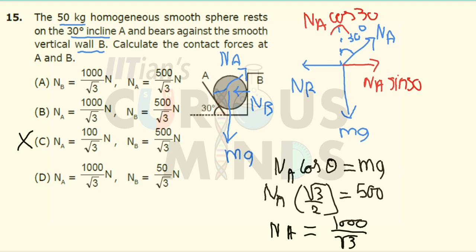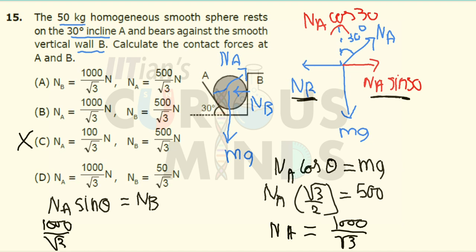Let us calculate the value of NB. If you see, there is only one force which balances NB, that is Na sin theta. So Na sin theta is equal to NB. Now over here we have already got the value of Na, which is equal to 1000 by root 3. Sin theta, that is sin 30, is equal to half, is equal to NB.